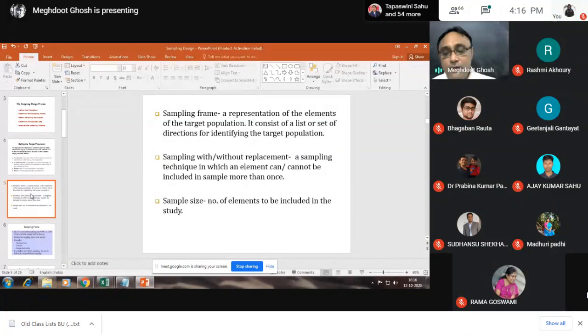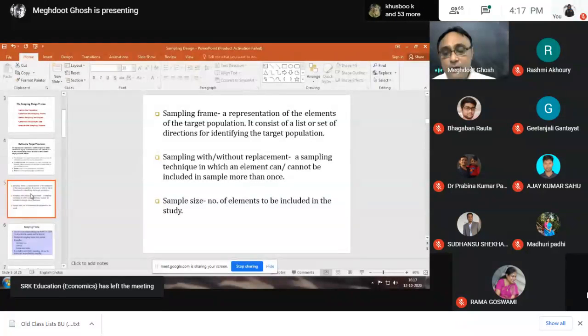Now, I told you that sampling is a process by which we draw the units from the population, and we actually do our analysis on the sampling units, and then draw the inference on the population by means of a process which is called hypothesis testing. But sampling can be done with replacement or without replacement.